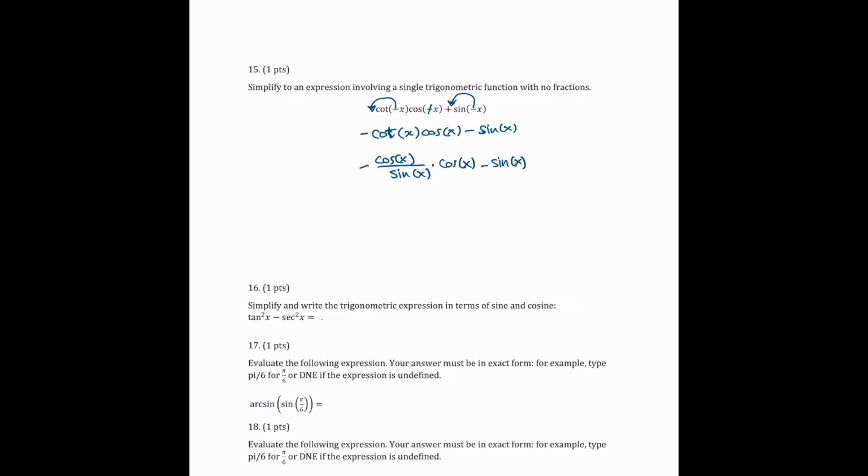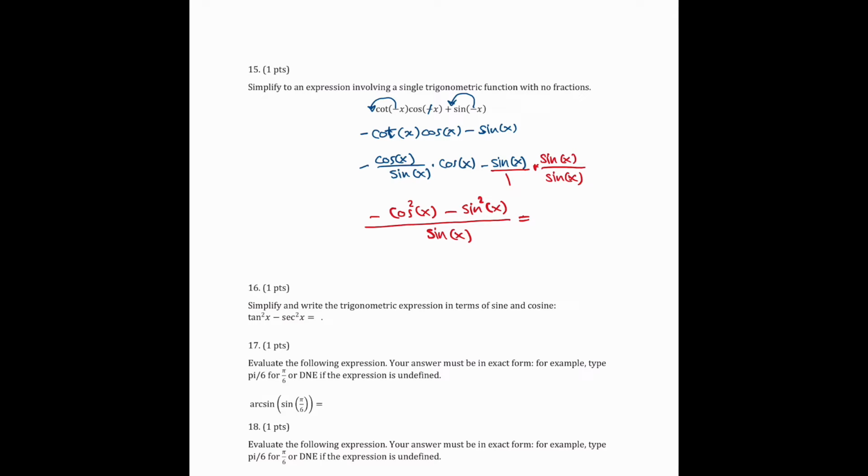We need to have the same denominator so we can combine, which means I'm going to multiply this term by sine x over sine x. So we will have negative cosine times cosine is cosine square x, minus sine times sine is sine square x. Everything is divided by sine x, the common denominator.